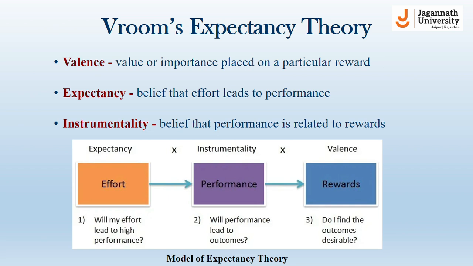So coming on to another process theory, Vroom's expectancy theory. There are three important terms in Vroom's expectancy theory which are the core of this theory. So the first term is valence. Valence means value or importance placed on a particular reward. So this again is subjective, that any employee values the importance of the particular reward assigned to that outcome.